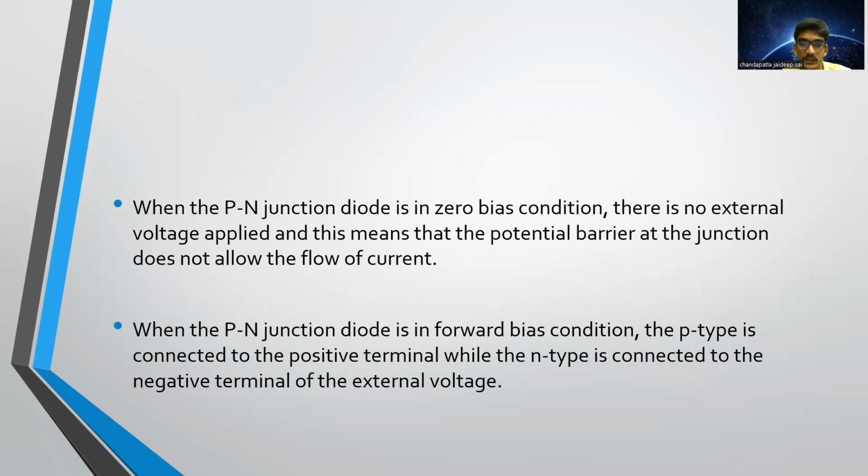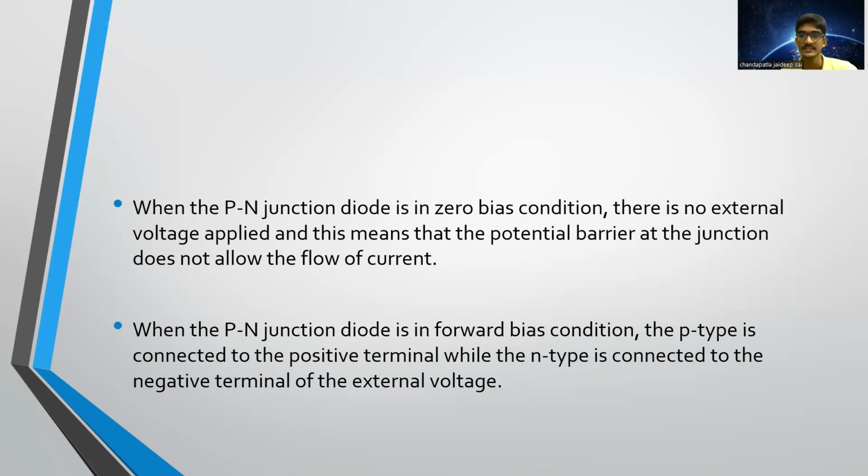When the PN junction diode is in zero bias condition, there is no external voltage applied, and this means that the potential barrier at the junction does not allow the flow of the current. So coming to the zero biasing condition, no external voltage is applied to the PN junction. As a result, the depletion region is formed between the P side and the N side of the PN junction.